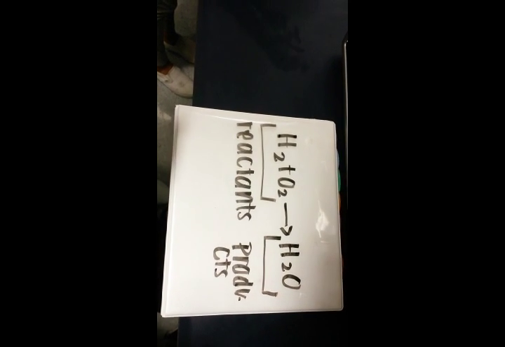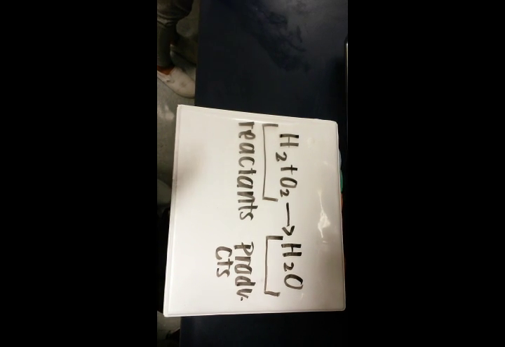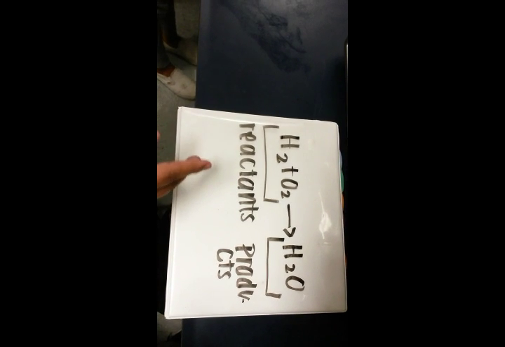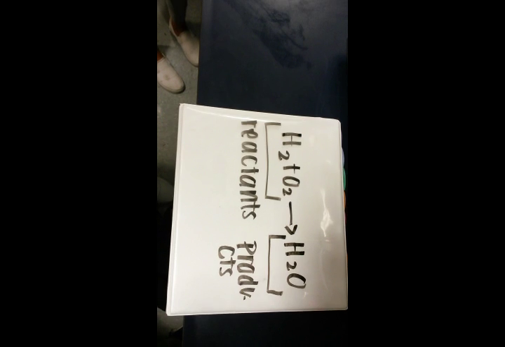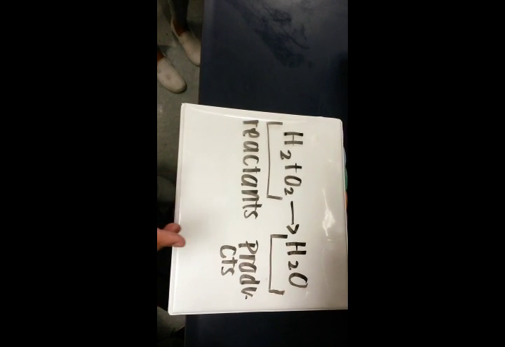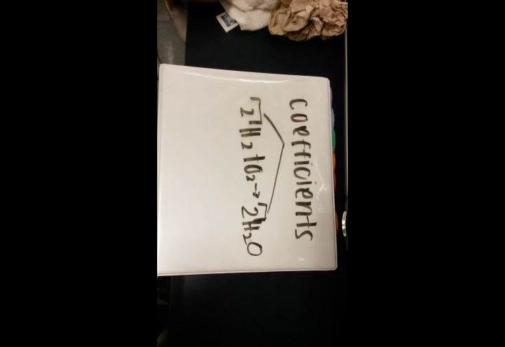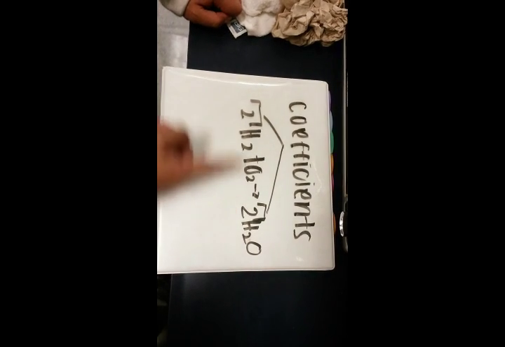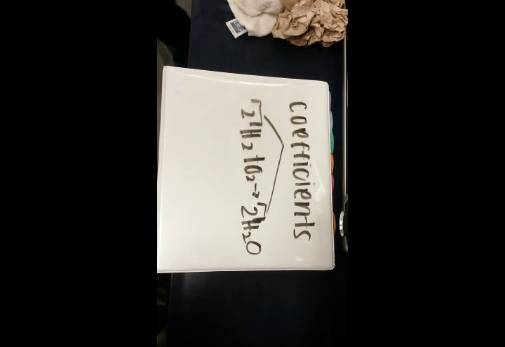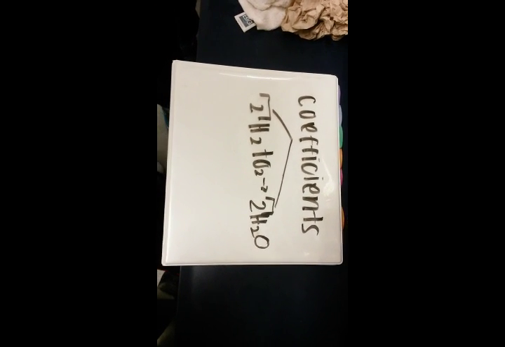H2 plus O2, which is hydrogen plus oxygen. Combining both of them are reactants, and combining them is H2O, which is also water, which is the product. As you see here, in front of the reactants there's a 2, and on the other side where the product is, you also see a 2 here. Both of these are called coefficients. You have to use that in order to balance out the equation.